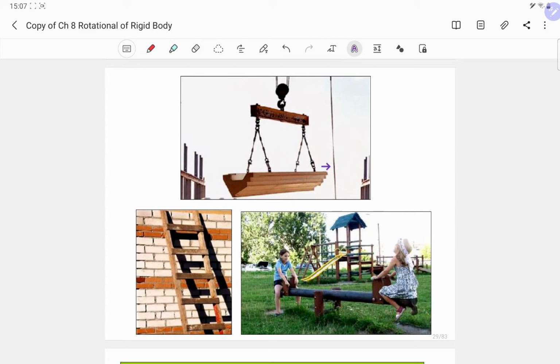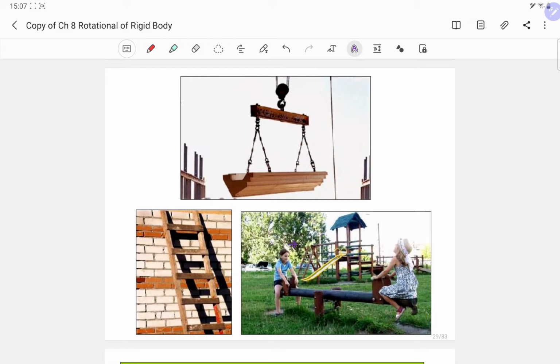Some of the examples of equilibrium of a rigid body are these. The rigid body is the beam. This beam is hanging and in stationary condition. Maksudnya kita tengok dia tidak berputar ataupun tidak bergerak on any axis. And then another one is a ladder rests against a wall. Tangga ni dia tidak bergerak bila kita sandarkan dia pada dinding.